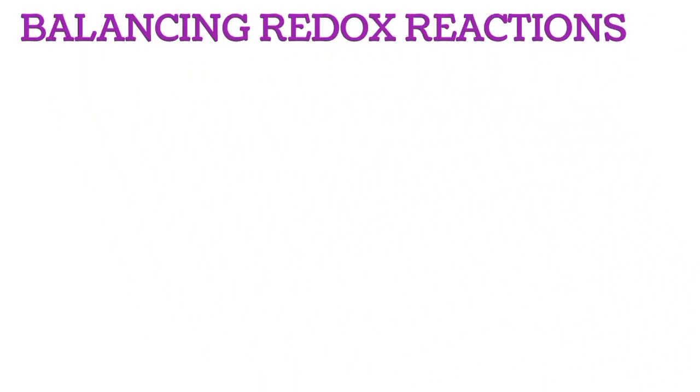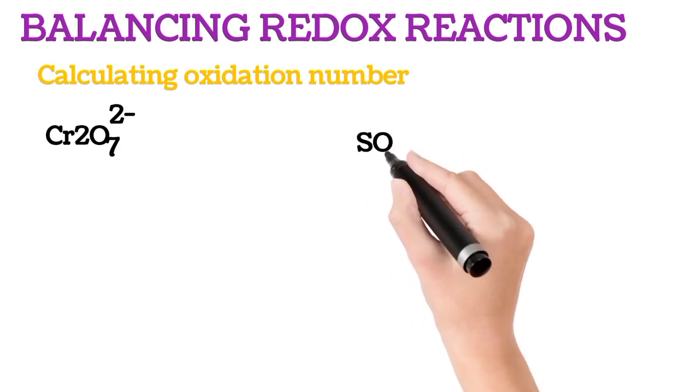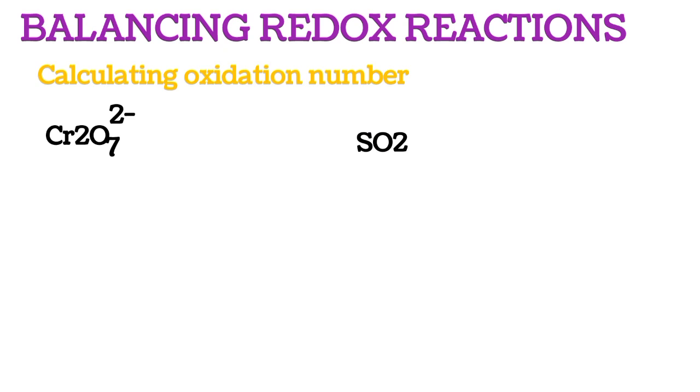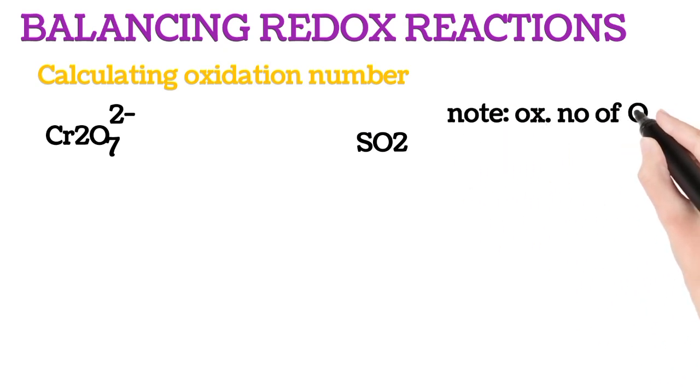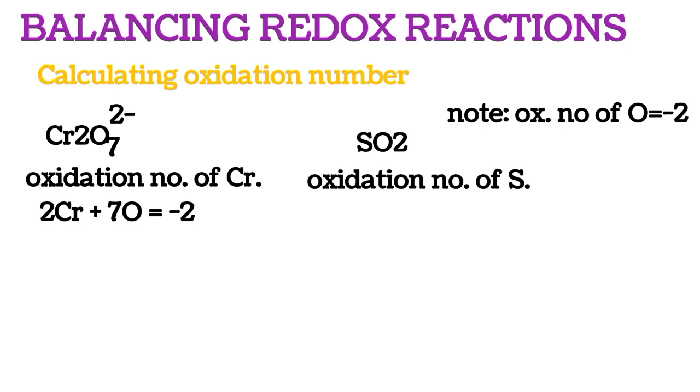Alright, let me teach you balancing of redox reactions. First, we're going to start by calculating the oxidation number of elements with variable oxidation state. For example, Cr in Cr2O7 2 minus and S in SO2, we're going to look for the elements Cr and S. But first, know that the oxidation number of oxygen in every compound is minus 2. So we're calculating the oxidation number of chromium and sulfur. They have variable oxidation states.